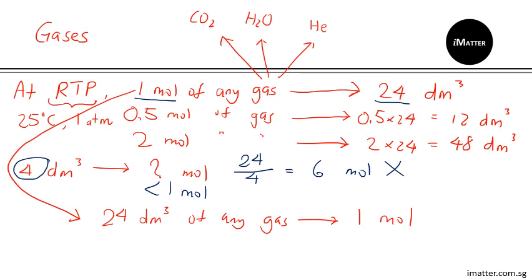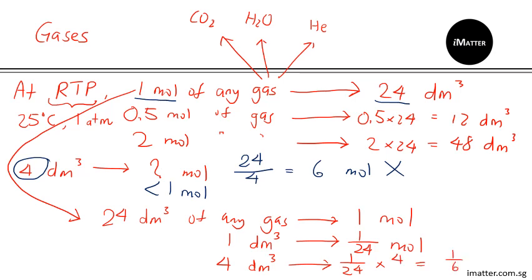So therefore, if you are using your primary school method of units especially, you tend to go into calculating 1 dm cubed or 1 unit. So that would give you 1 over 24 mole. And when you're asked to calculate how many moles in 4 dm cubed, instinctively you will remember 1 unit multiplied by the number of units here, which is 4, and you get 1 over 6 mole, which is the answer in this case.